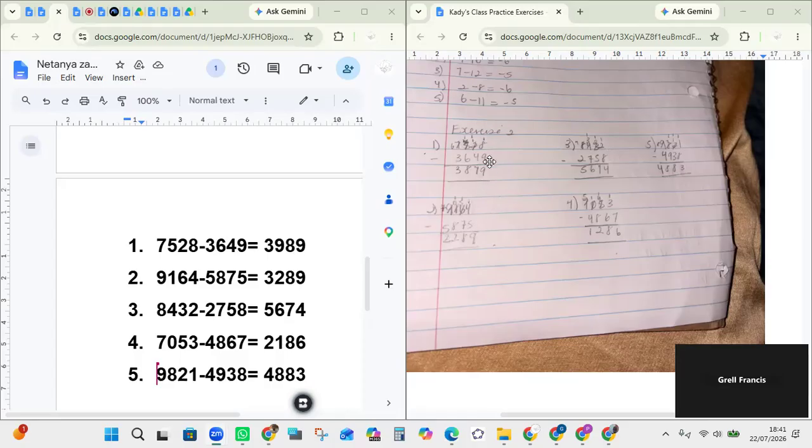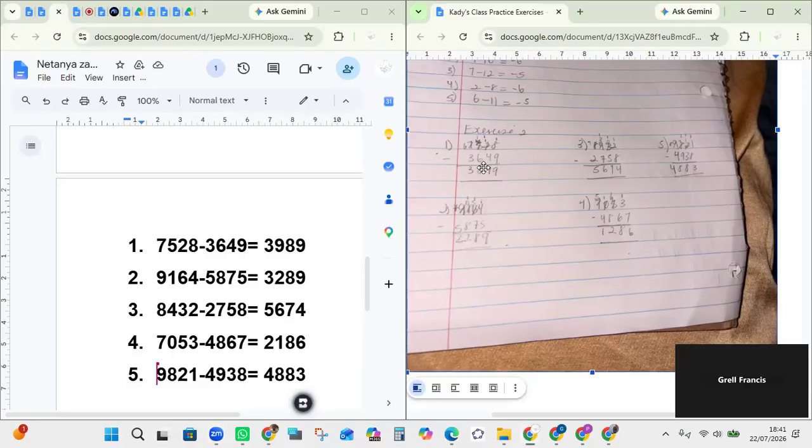So you have 8 subtract 9. You can't. Then you subtract 1 from the 2, it becomes 1. Then you have 18 subtract 9 is 9. Then you go and you borrow 1 again from the 5, becomes 4. Then you do 1. Then you have 11 subtract 4 is 9.